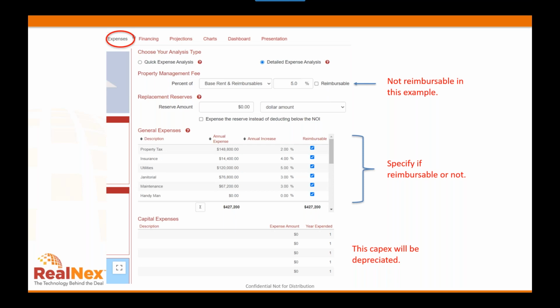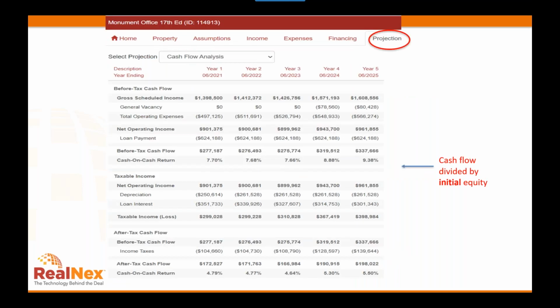So again, each of those expenses, you can indicate whether they're reimbursable or not. So in this case, our property taxes, our insurance, our utilities, janitorial, maintenance, handyman, all that is reimbursable, which again means if when we add those up, it goes above the amount per square foot that we can pass through to that tenant, we're going to get reimbursed for the increase. Okay. So once we've put all that information in, what does it all look like?